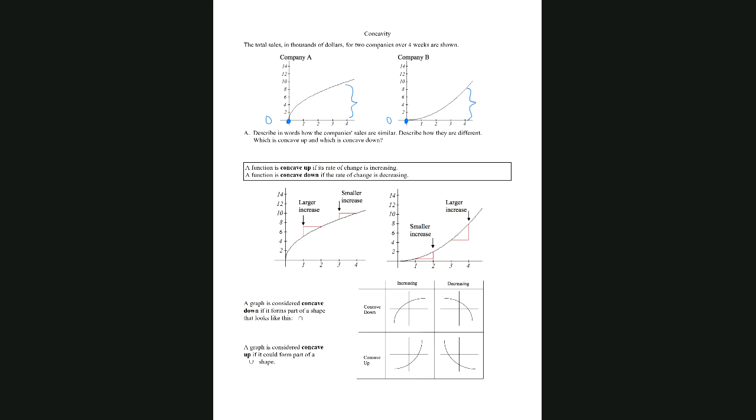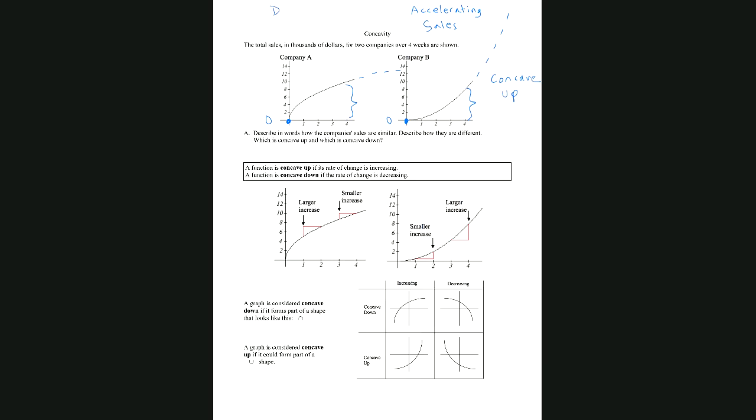Which company seems like it's the better bet if you're going to invest? Well, extending the trend shows that while Company A's sales are leveling off to a sort of plateau perhaps, Company B's sales are accelerating. And so that type of curve has a name. It is called a concave up curve.